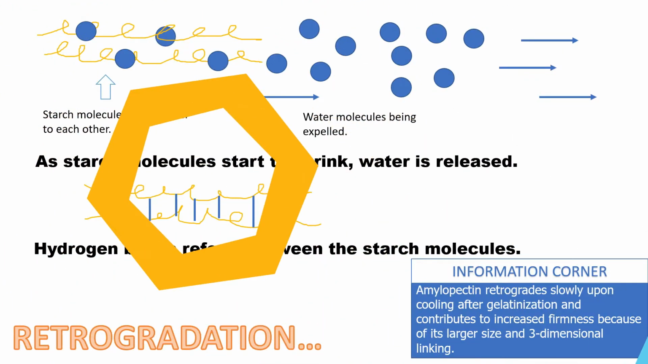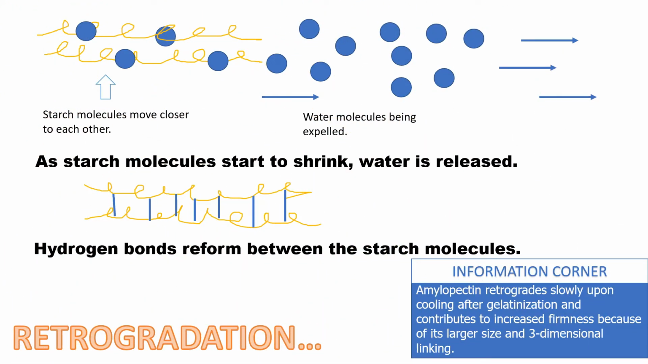As the solution cools down, this is when the retrogradation happens. The starch network moves closer to each other and eventually returns to its crystallized state. This happens as starch molecules shrink, and water is released from the gel. As water is expelled, hydrogen bonds between the starch molecules reform. Because water is released, it causes changes in texture over time, giving firmness.